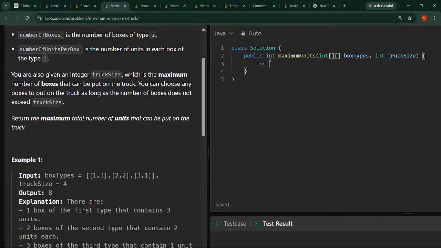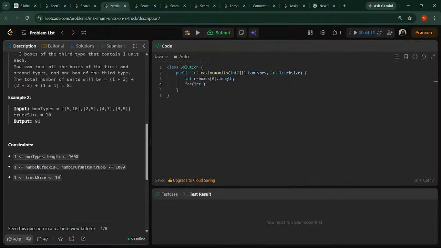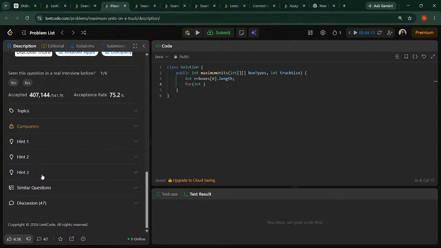We got our 2D array, right? So I need to find the length of the 2D array. We can find it using its first row, and take that length, right? Then I need to apply first to 1 comma 3. Like I have to apply the greedy approach here, right?